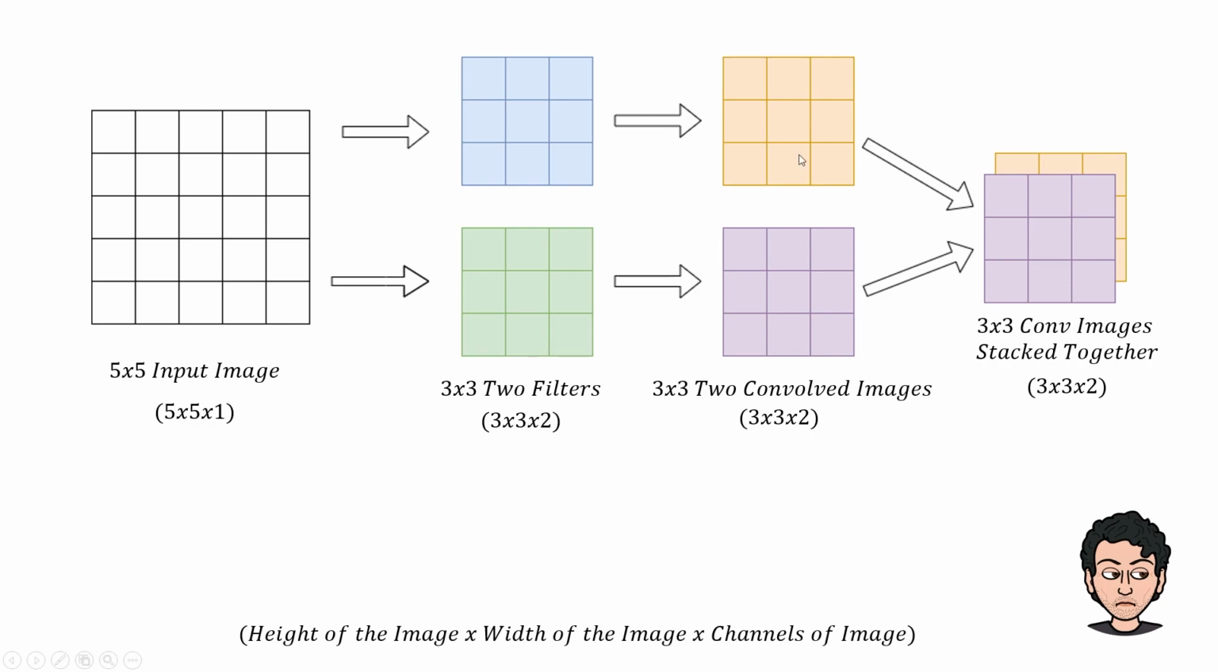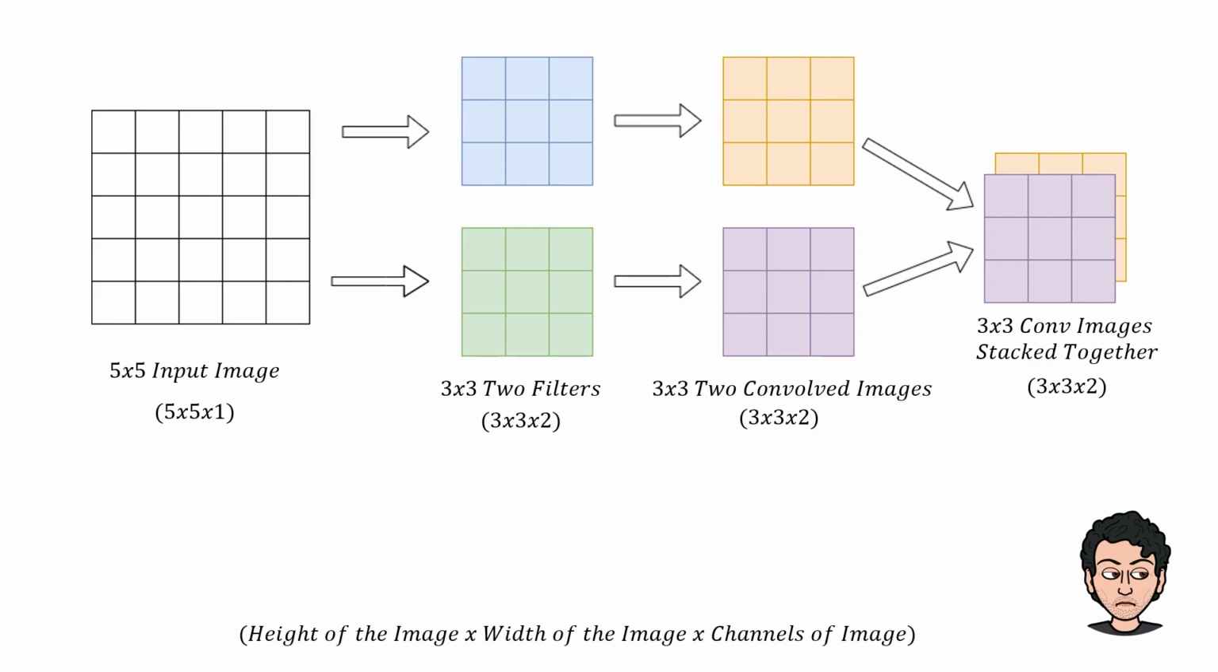After that, these two convolved images will be stacked together. So the dimension that you see, 5 by 5 into 1, is for the grayscale image. When the filters are applied, this dimension is going to change. As the image convolves and there is a reduction in the size of the convolved image, the depth is also going to increase with respect to the filters.